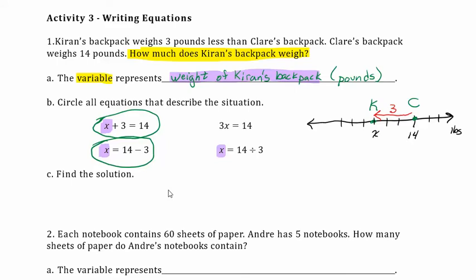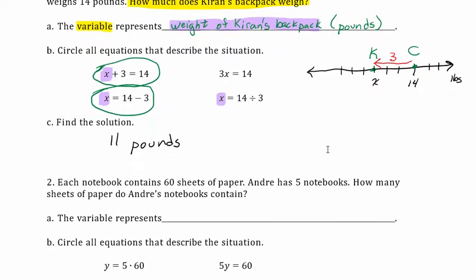So now to find the solution, we've got a myriad of ways of looking at this, with the line diagram or actually just doing 14 minus 3, but I think we have it figured out by now. The solution is 11 pounds. That is the solution. And make sure to label your answer with the correct unit. All right, let's take a look at number 2.